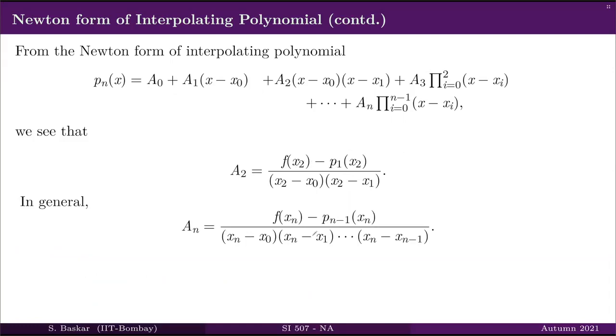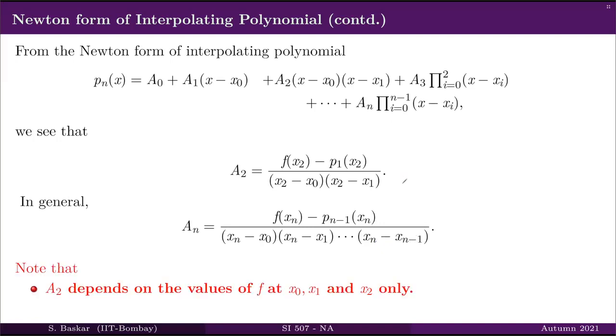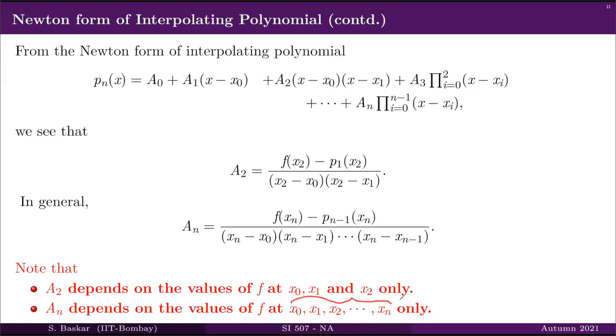And from there, we can write the general form of an, and an is given by f of xn minus pn minus 1 of xn divided by xn minus x naught, xn minus x1, and so on up to xn minus xn minus 1. And as you can see, A2 depends on f at the points x naught, x1, and x2, and so on. In general, an depends on the value of f at the node points x0, x1 up to xn. That's very clear.